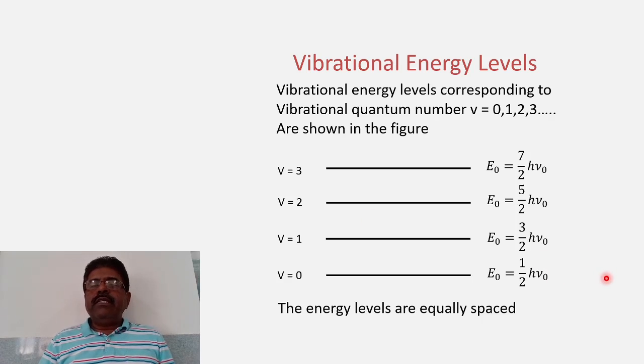So what you can see here is that these energy levels are equally spaced. If you consider any two adjacent energy levels, you'll find that there is an energy difference of delta E is equal to H nu 0. For example, this E1 and E0. E1 is 3 by 2 H nu 0 and E0 is 1 half H nu 0. So 3 by 2 minus 1 half is 1 into H nu 0, that is H nu 0.